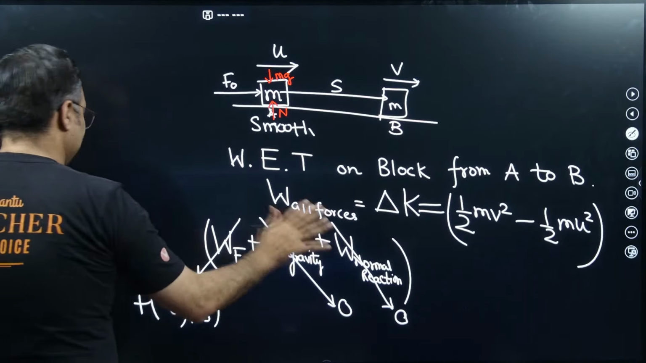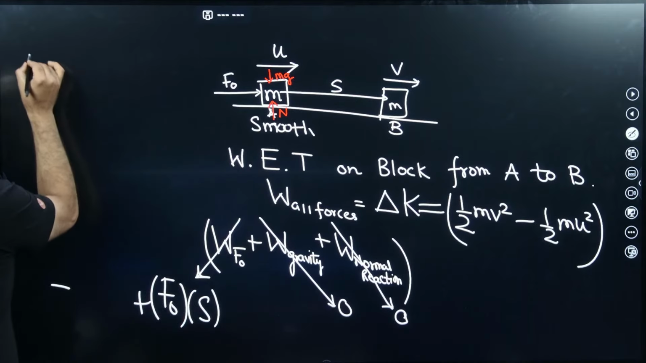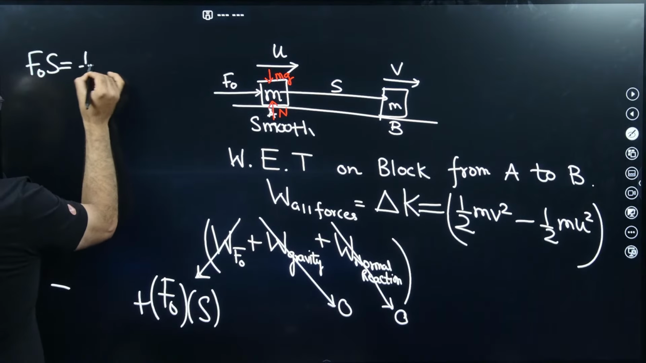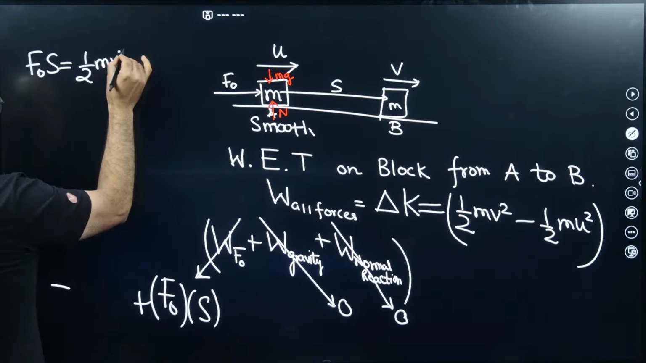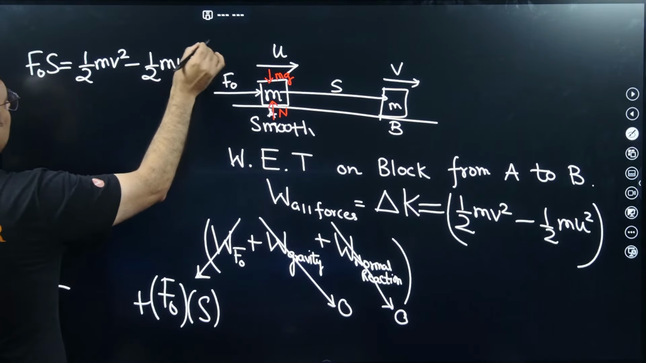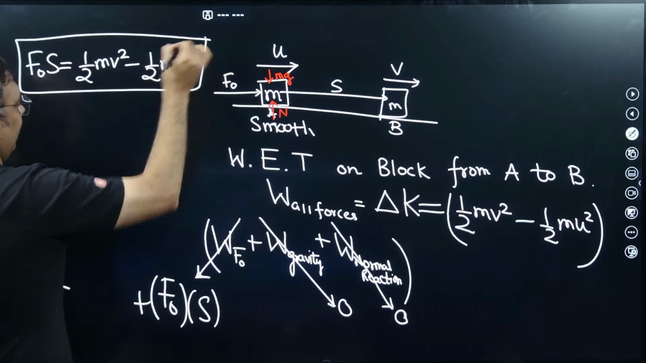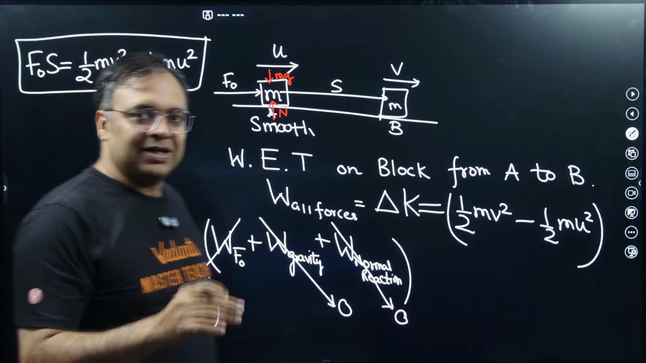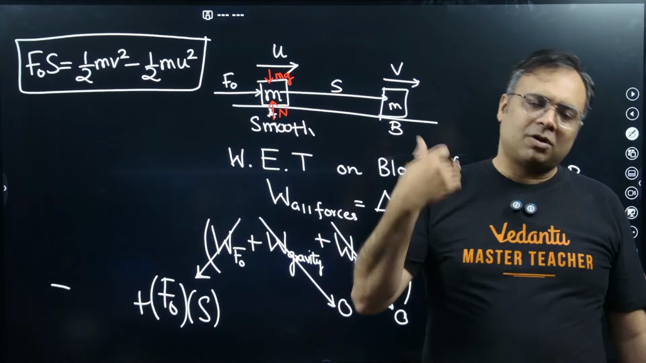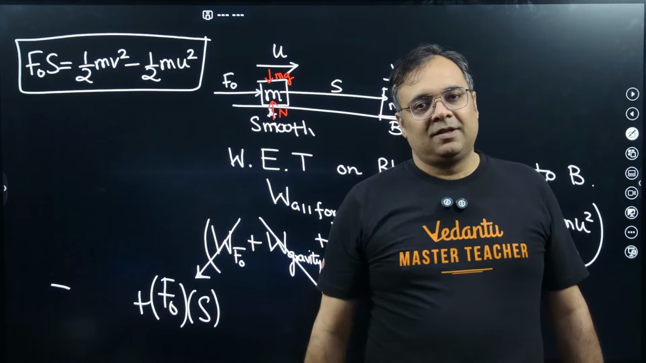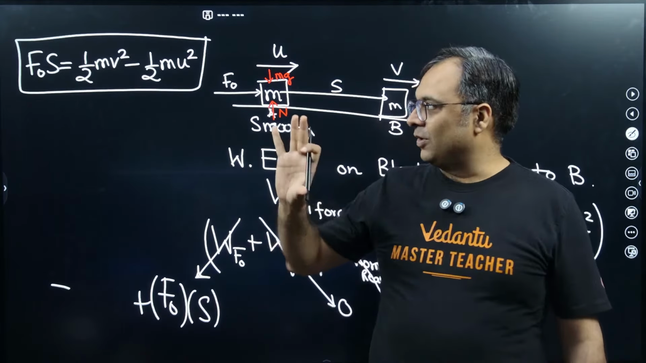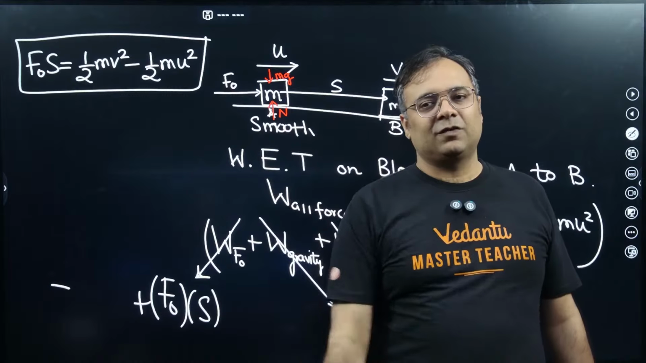So I will write this here properly. F naught s is equal to half mv square minus half mu square. So you see, this is how we apply the work energy theorem on a body or on a system of bodies or on a system of particles. I hope you have understood these things and how to approach these kinds of problems.